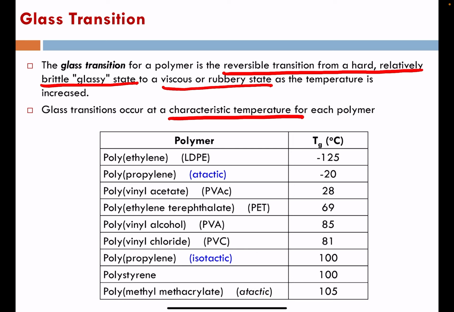So shown here is an inexhaustive list of many different synthetic polymers, where we see polyethylene, polypropylene, vinyl acetate, ethylene terephthalate, vinyl alcohol, PVC, polypropylene, polystyrene, like we have for our lab, and PMMA, listed with their TGs. And you can see the TGs vary from very low temperature, minus 125 C, to almost 105 C for the PMMA acrylate or plexiglass material. For us in this lab, we'll be looking at that of polystyrene and touching on some of the ideas of TG using some of the examples on this list and elsewhere.